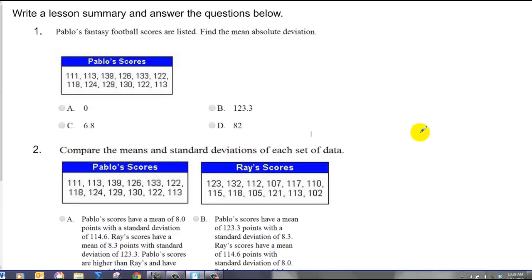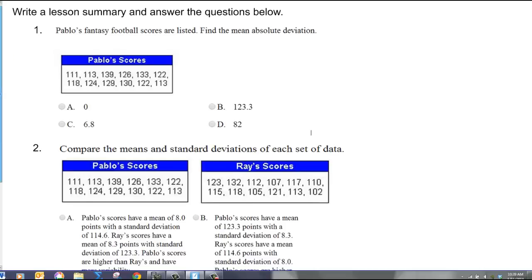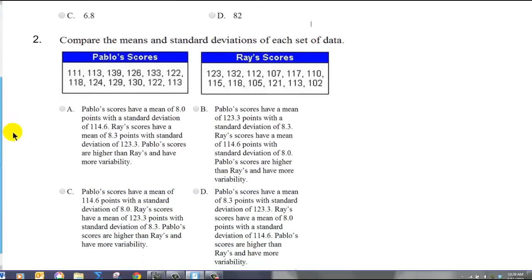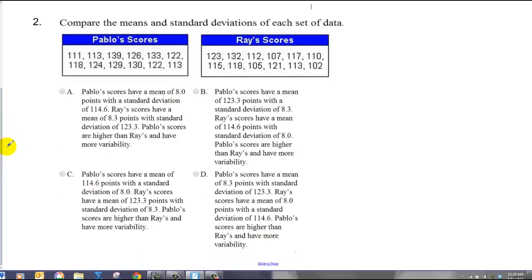Here's a couple questions for you to answer. First one, find the mean absolute deviation. Second problem asks you to find the means and standard deviation and do a little comparison. Both of these are multiple choice, so you can calculate it and then take a look at the two answers. And that's all we've got.